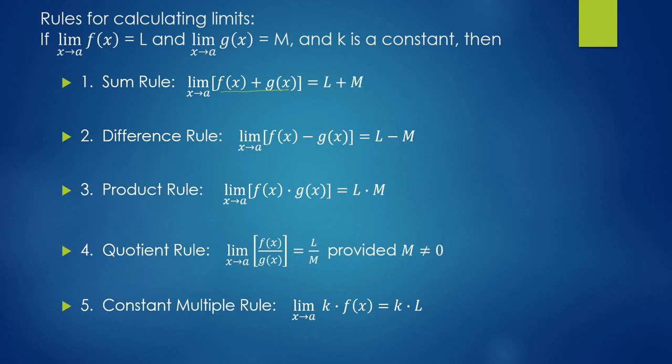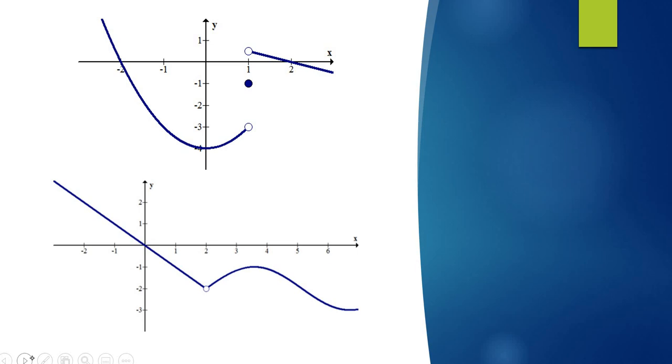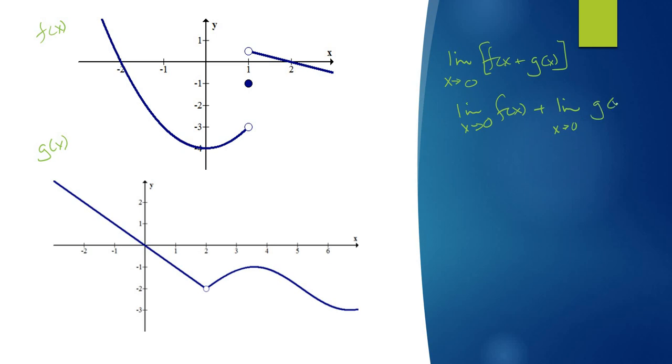Okay, let's look at a couple of these rules. I've got two graphs here. I'm going to call this one f of x and this one g of x. So what would be the limit as x approaches 0 of f of x plus g of x? Well, let's look at the limit as x approaches 0 of f of x and add that to the limit as x approaches 0 of g of x.